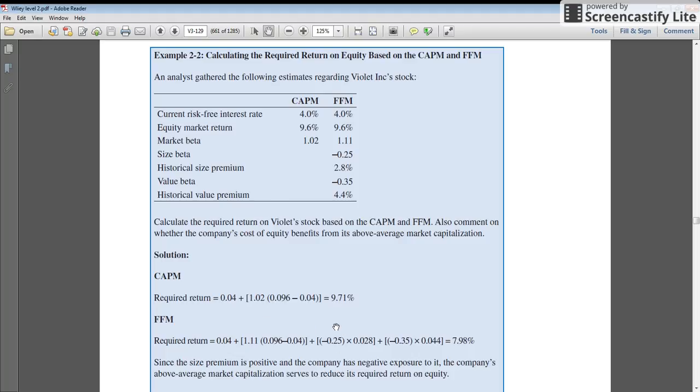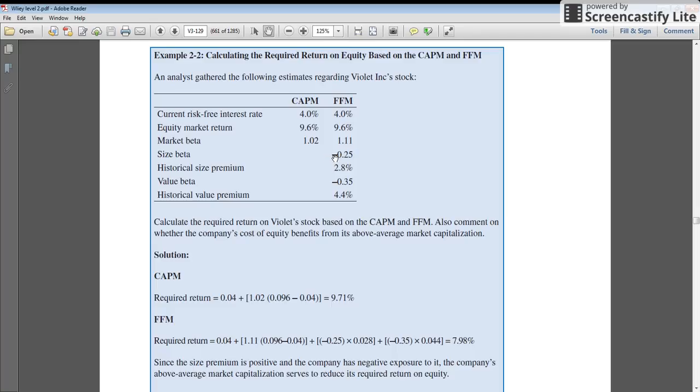So moving to the next variable, which is size. So size beta is minus 0.25, and the historical size premium is 2.8%. Historical size premium basically means that on average, smaller companies have been required to earn 2.8% higher as compared to larger companies. And again, this is an average number, right? So again, size beta is very important. The minus or the plus sign of this beta is very important.